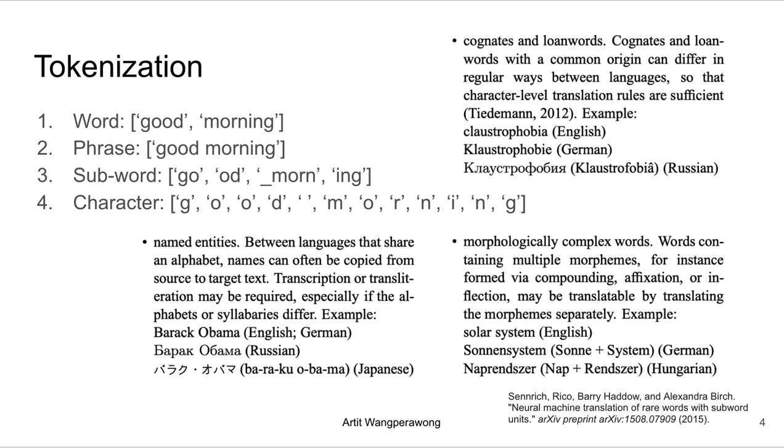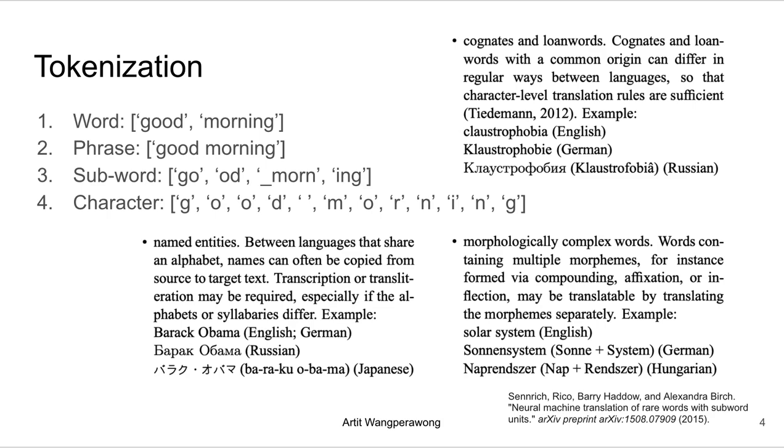Finally, in the bottom right, morphologically complex words containing multiple morphemes, for instance, via compounding, affixation, or inflection, may be translatable by translating the morphemes separately. As an example, solar system in English is 2 separate words, but in German it's 1 word. So these tokens would not be comparable if we didn't consider subword tokenization in this case, and likewise in Hungarian as shown here.